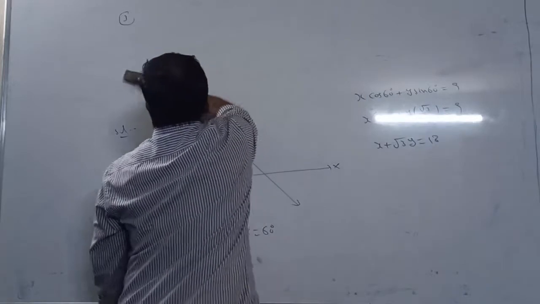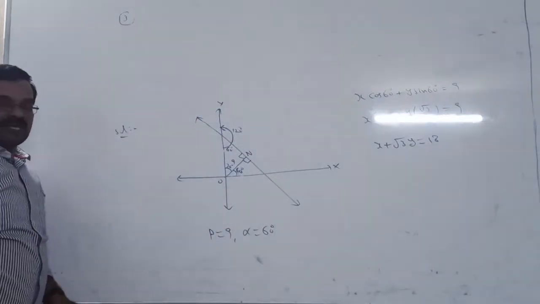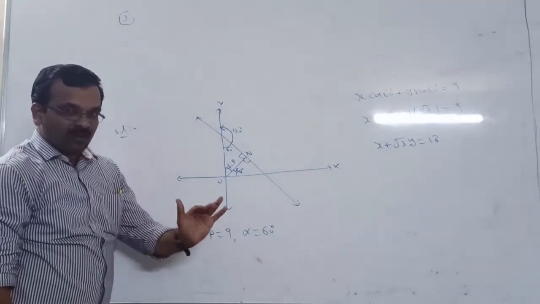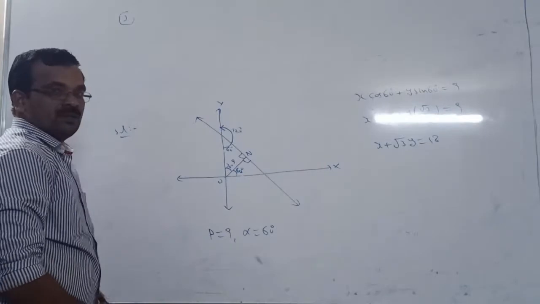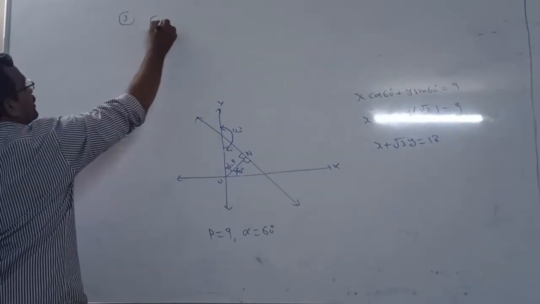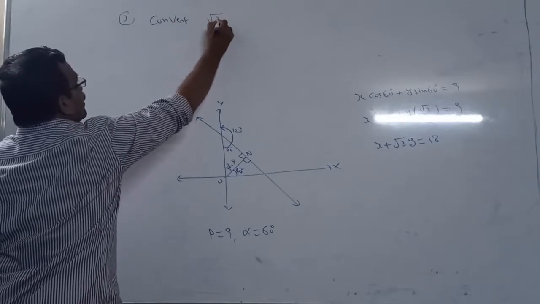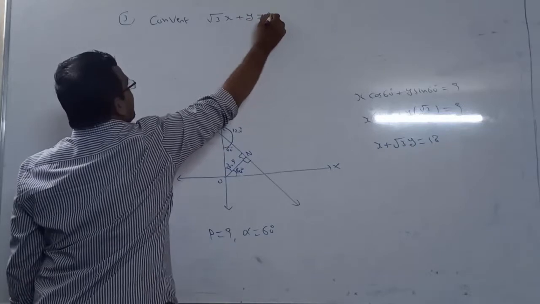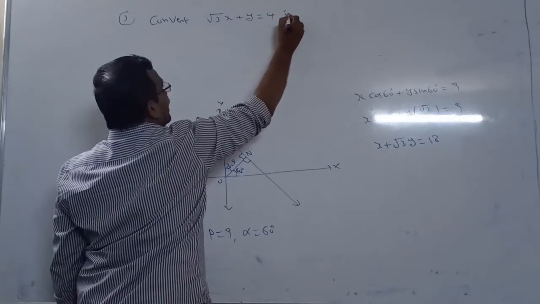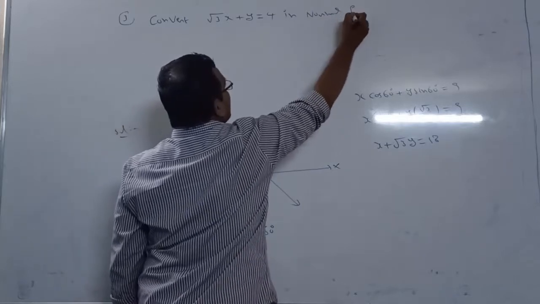Next bit, learn how to convert the line in general form to normal form. That is one of the important concepts. So convert root 3x plus y equal to 4 in normal form.